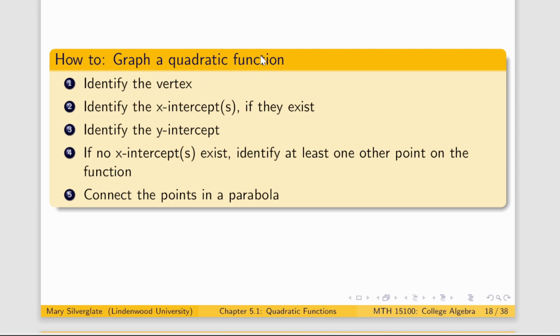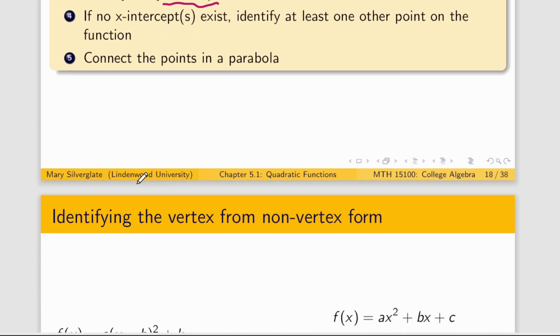In order to graph any sort of quadratic function, in general you want to find the vertex. You could use transformations like we were doing before, but it's also going to be helpful if you find the x-intercepts. If you find the y-intercept, by extension you have also found an equivalent point just as far away from the vertex as the y-intercept. And if you have no x-intercepts, because not all quadratic functions do, still find at least one other point so that you're not just graphing only a vertex and a y-intercept. Then you can connect them to make your nice, beautiful parabola.